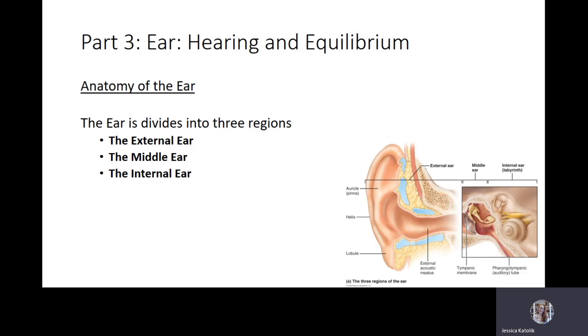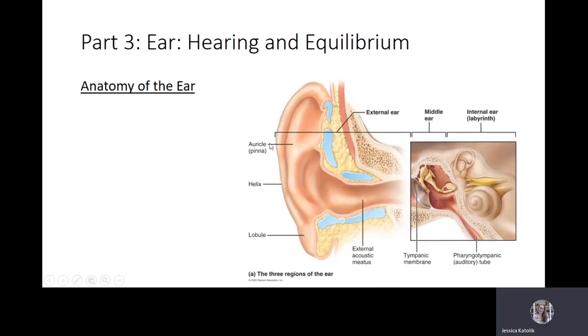So the ear is divided into three regions: the external ear, the middle ear, and internal ear. And this is an image that is going to show those different regions. Here we would have the external ear, the middle ear, and the internal ear. So the middle ear would be located here, and the inner ear would be located here.